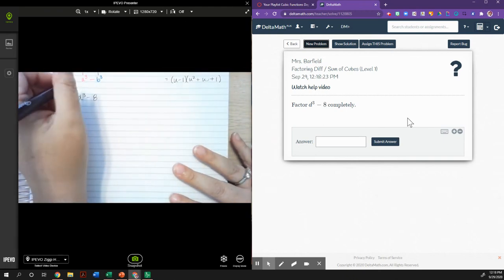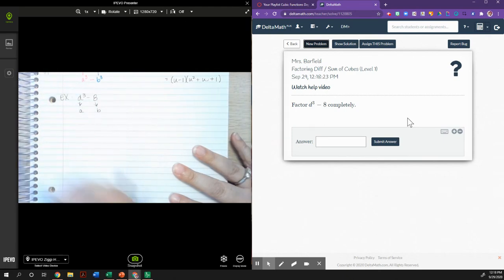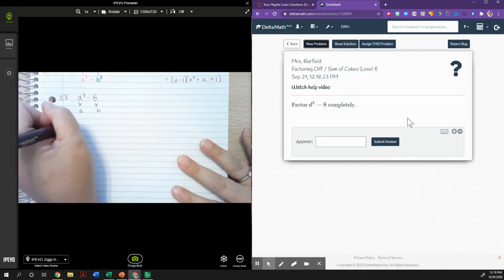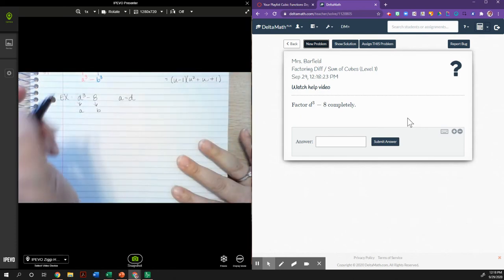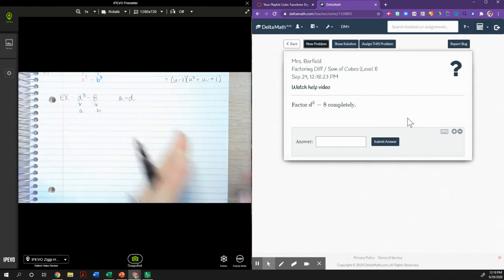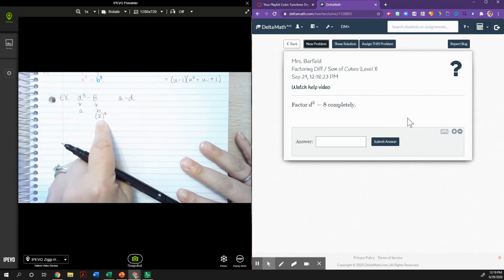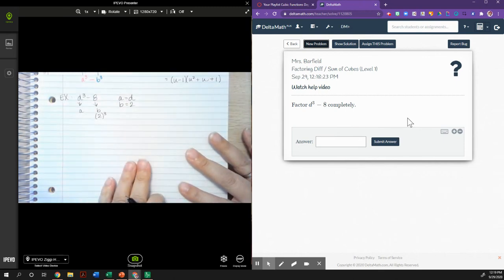So I have to figure out what a and b are. I know this is where my a is located, and this is where my b is. When it's d to the third, that's really easy, so I know that a equals d. But what about b? I have to think of a number that when I raise it to the third power, I'll get 8. I know that's 2. 2 to the third power is 8. So b equals 2.